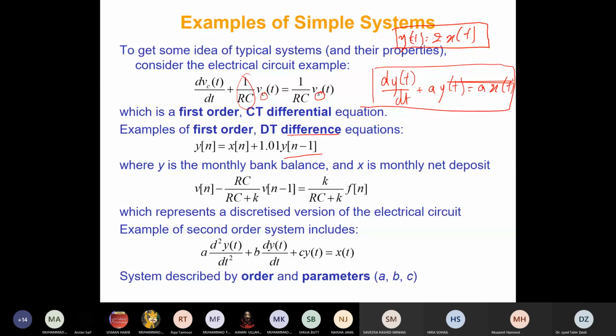For LTI, the equations also include a derivative. You see, for LTI we have to see what we are talking about. Is it a discrete time LTI or a continuous time LTI? If it is a continuous time LTI, it will have a differential. If it is any continuous time system, it will have a differential.